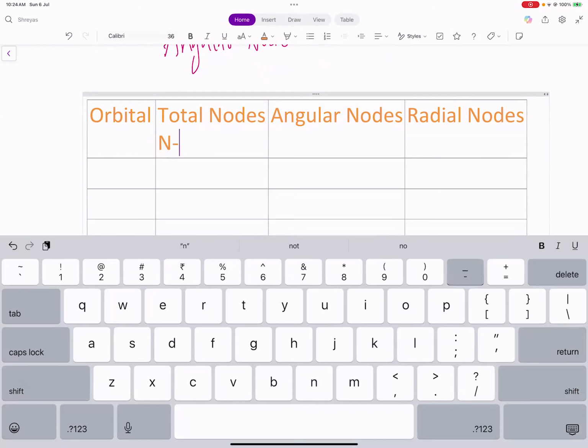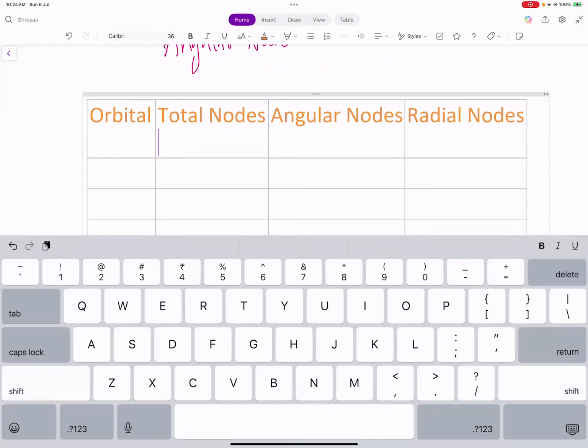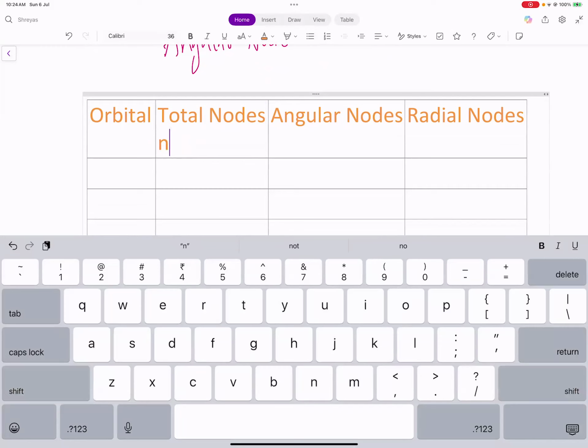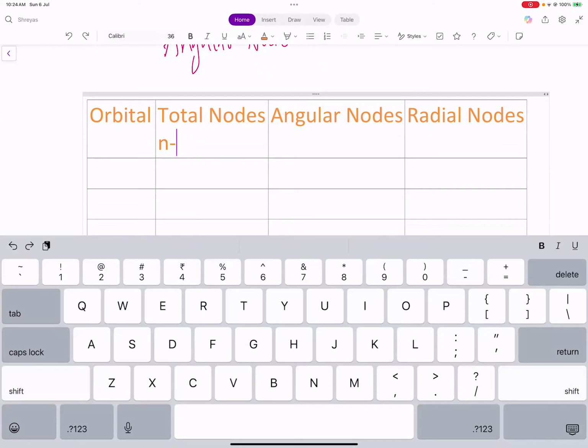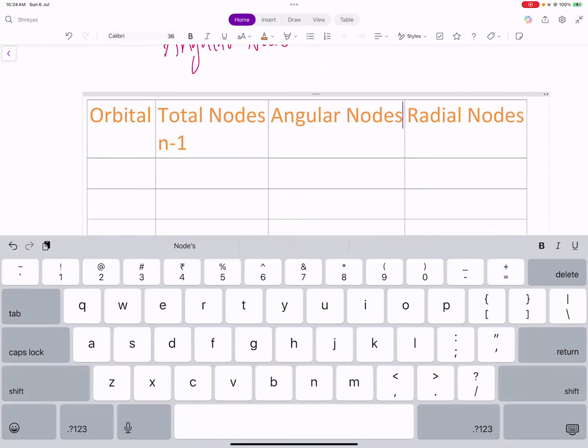Total nodes is n minus 1. I want it small. Thank you. Oh my God. I've switched on the autocorrect, but still it is there.